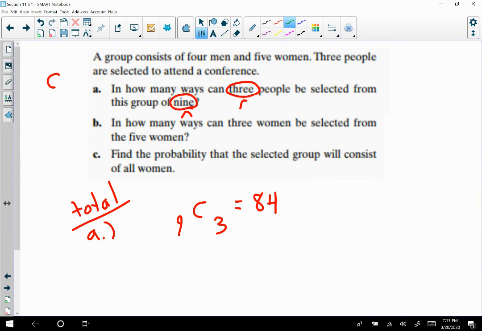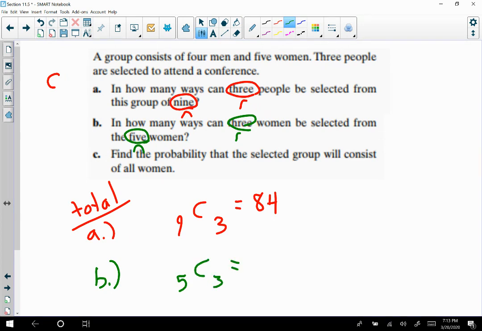Now, we move on to part B. Part B might feel like a bear problem because there are 2 groups, because when we did the bear problem, we had male bears and female bears. But this is actually not a bear problem because if you look at part B, we're only taking from the women. So part B tells you exactly the combination you need to run. There are 5 women. There's N, and we're taking 3 of them. There's your R. So 5C3.